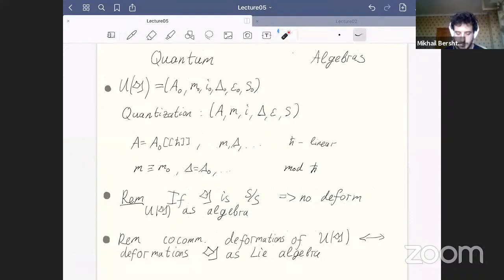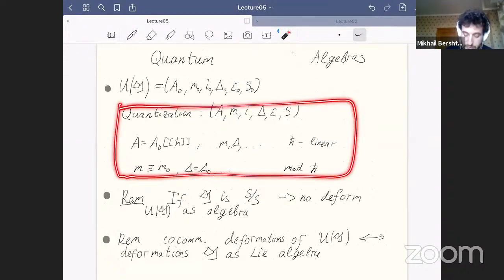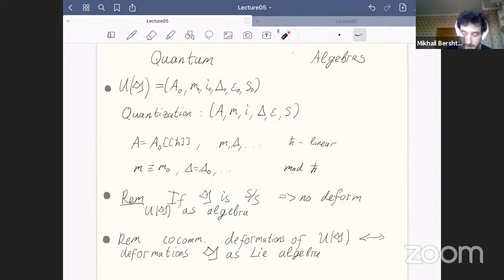Okay, quantum algebras. So our words are the same. We have the original algebra, U of G, A0, M0, and all such stuff, and we want to consider quantization. I should say that I just copied these three rows from the slide about deformation of the group algebra. Of course, there's a general notion of the deformation of a Hopf algebra, and here I just apply it to two different situations.